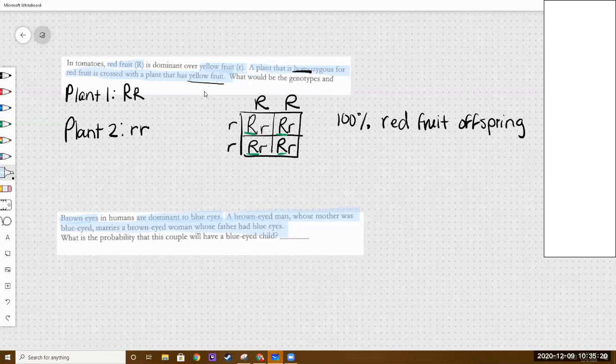Alexa, the way I know in this one that it's little r is because it has the recessive trait. In order to have the recessive trait, which is yellow fruit, you have to be little r. Like if you were blue-eyed, you would be little b. If you were non-freckled, you'd be little f, because those are all recessive traits. Anytime the recessive trait is shown, it's the 2 lowercase, okay?